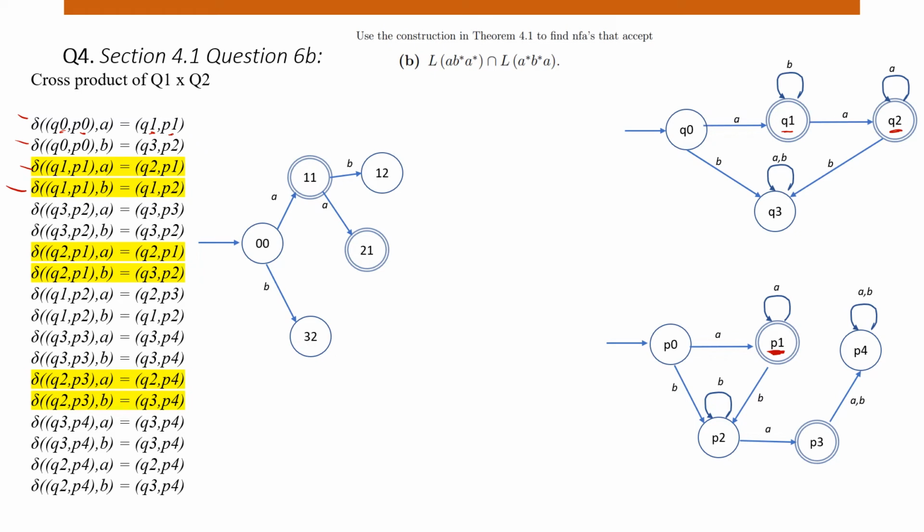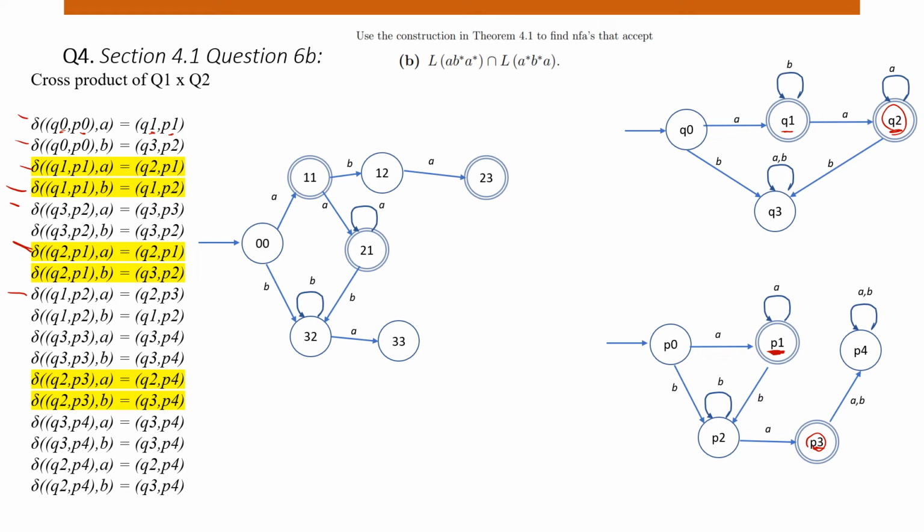The next transition is from 3, 2 with an A, you go to 3, 3. 3, 2 with a B, you stay in 3, 2. From 2, 1 with an A, you stay in 2, 1. I'm on this transition right here. 2, 1 with a B, you go to 3, 2. Now I'm up here at 1, 2. 1, 2 with an A, you go to 2, 3. We also determined that 2, 3, this is 2, this is 3, that one's accepting.